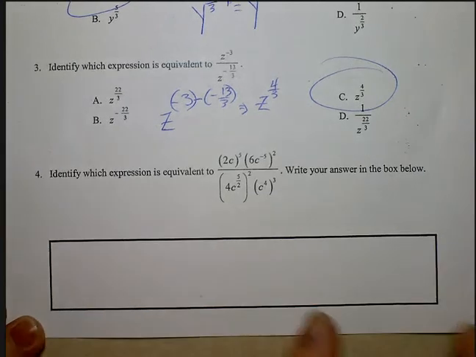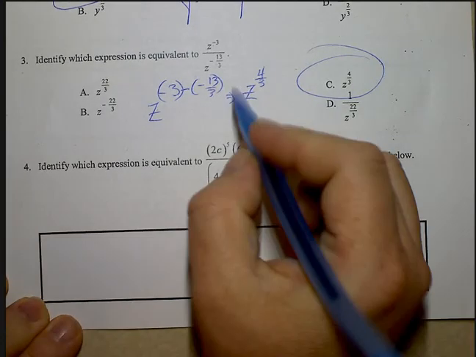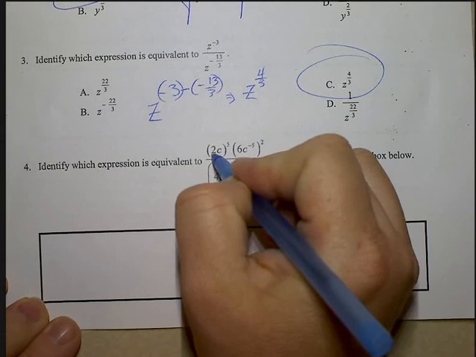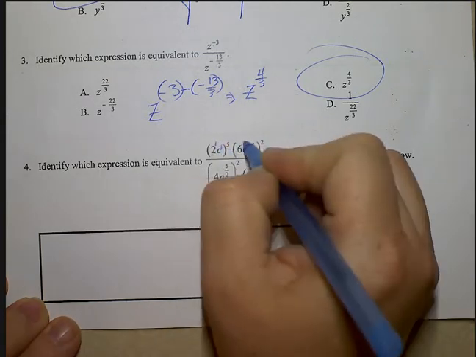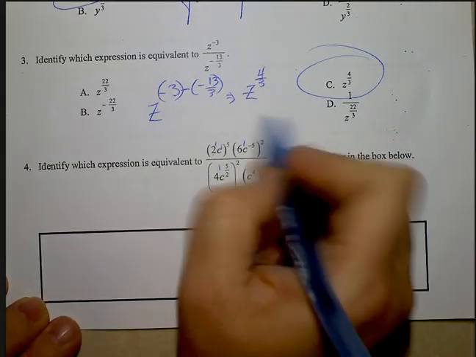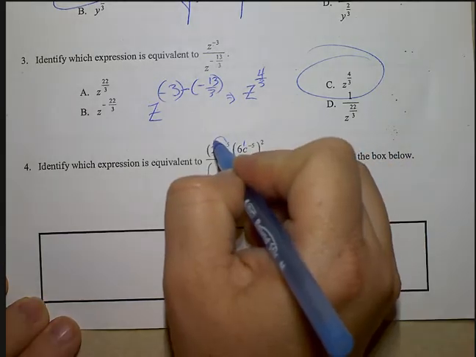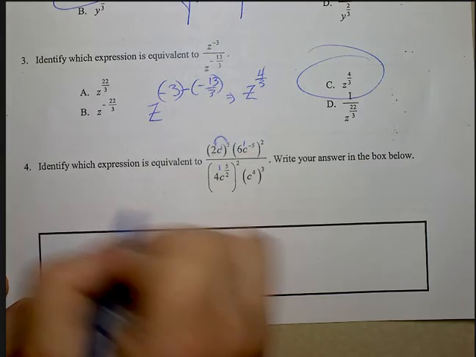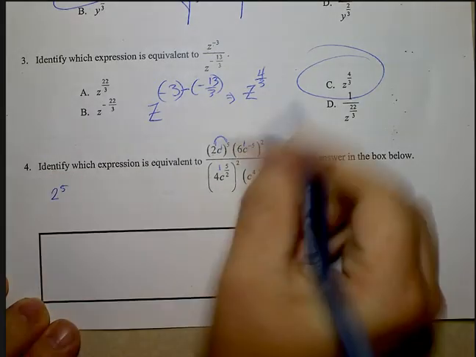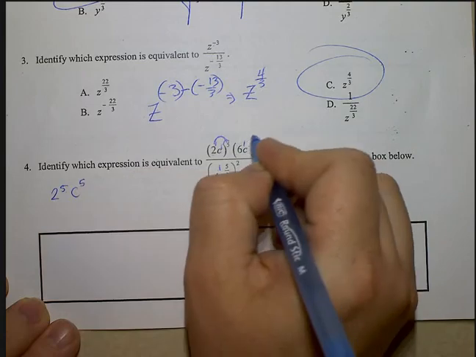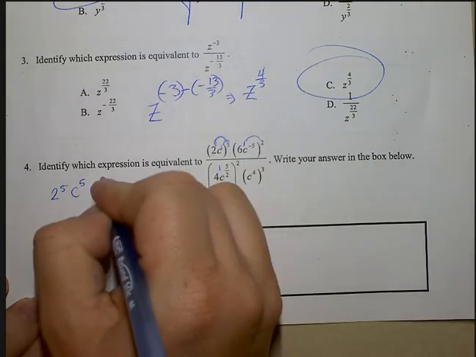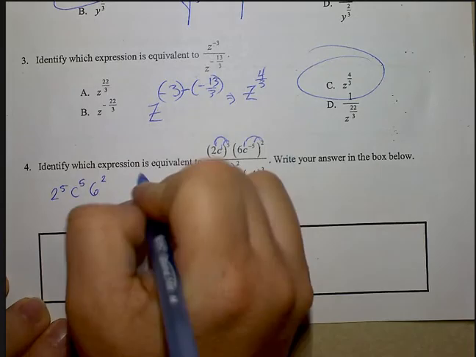I'm going to definitely slow down for this one. Watch closely. What is the exponent on the 2 right now? 1. What about the C? 1. The 6 is a 1. The 4 is a 1. Okay, here we go. 5 times 1 is 5. 2 times 1 is 2. And 2 times negative 5 is negative 10.